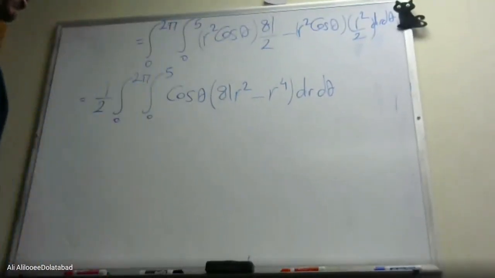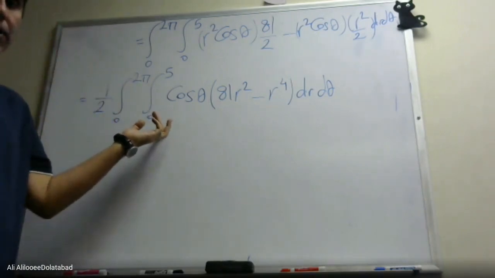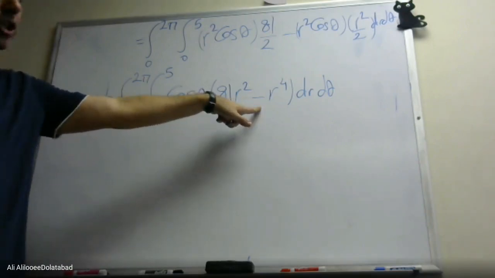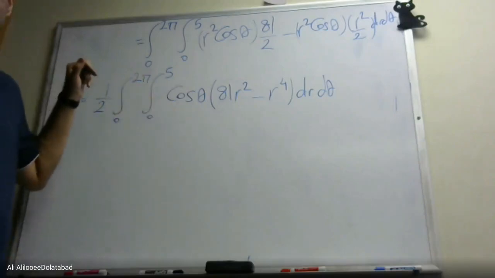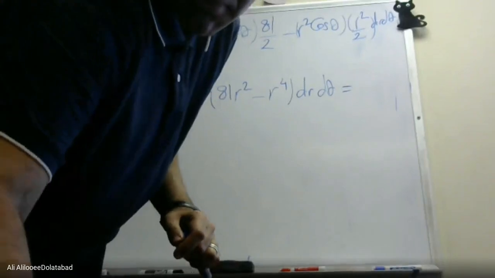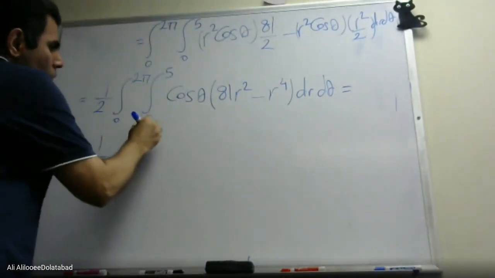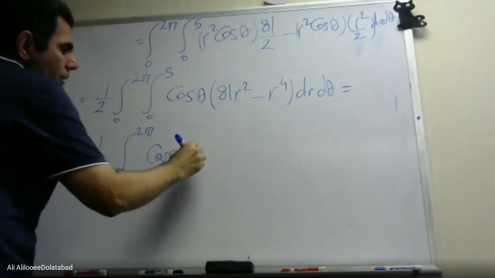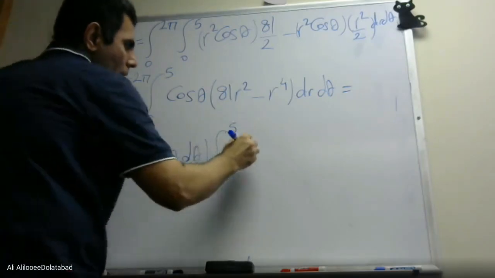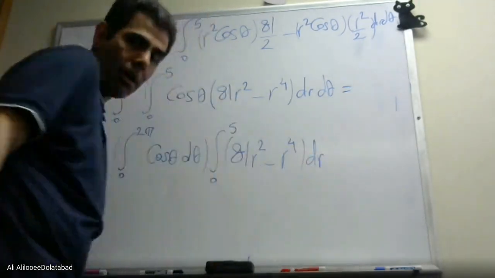So now we can ask the same question. Is it possible to split this integral as the product of two simple integrals? Yes. Why? The function is separable, it contains r and it contains theta, and the bounds are also constant. Then you can split this as the product of two integrals: 1/2 integral from 0 to 2 pi of cos theta d theta, times the integral from 0 to 5 of 81 r squared minus r to the 4 dr.